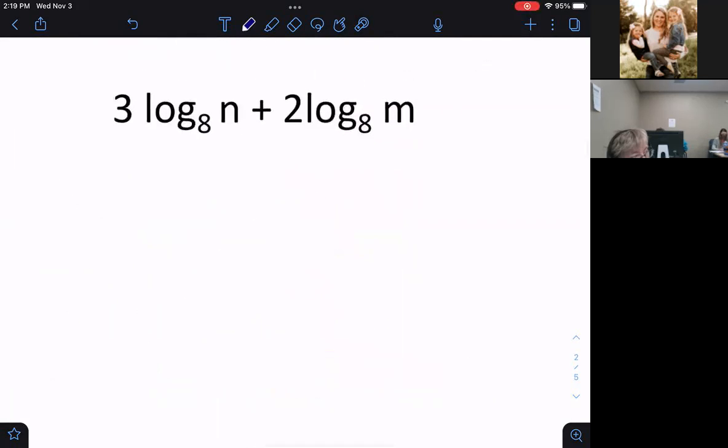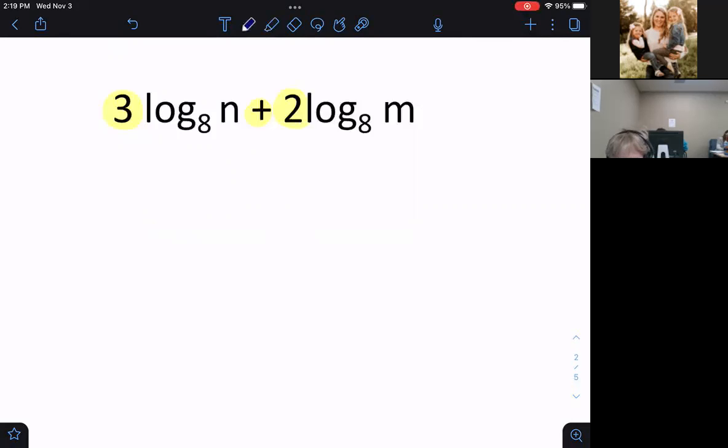Jumping over to the next example, we have 3 times log base 8 of n plus 2 log base 8 of m. Some things that stand out to me, and hopefully to you: we have the 3 out front, we have the 2 out front of the log, and we have an addition sign in the middle. So those are going to lead me towards the product property and 2 of the power properties.